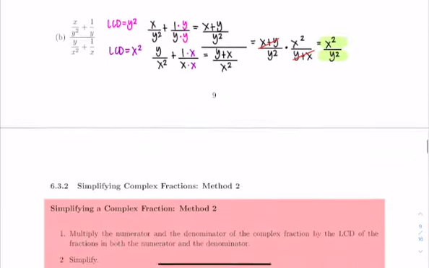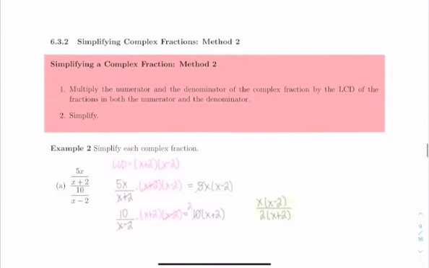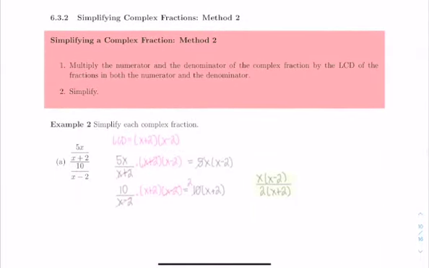The second method is when we multiply the numerator and the denominator of the complex fraction by the LCD of the fractions in both the numerator and the denominator. Then we simplify. So looking at example 2a, we have 5x over x plus 2 divided by 10 over x minus 2. So looking for the LCD of the entire complex fraction, we're going to have x plus 2 times x minus 2. And so that's what we want to multiply the top and bottom of the complex fraction by.